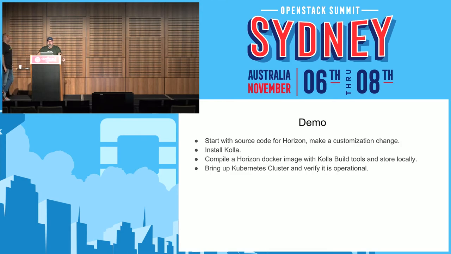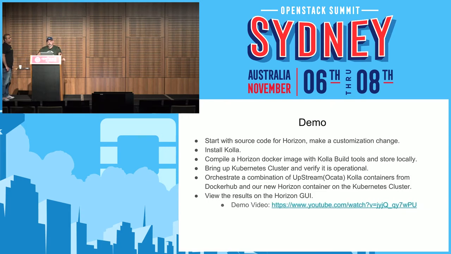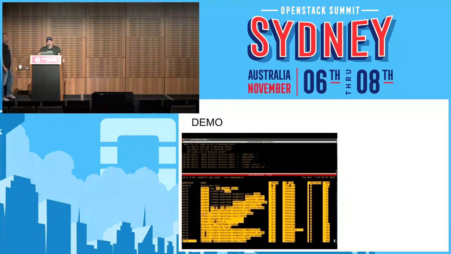So I'm going to bring up a Kubernetes cluster and verify that it works. Then I'm going to orchestrate a combination of Ocata Kolla containers that I'm going to pull from Docker Hub and the Horizon container with our changes in it. I'm going to see the results on the Horizon GUI. You can see this video here on YouTube. And the next 30 slides after this are all the steps that I'm going to do in a demo. So if you want to repeat what I did, you should be able to.